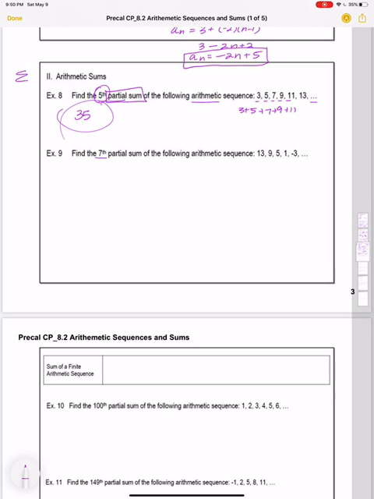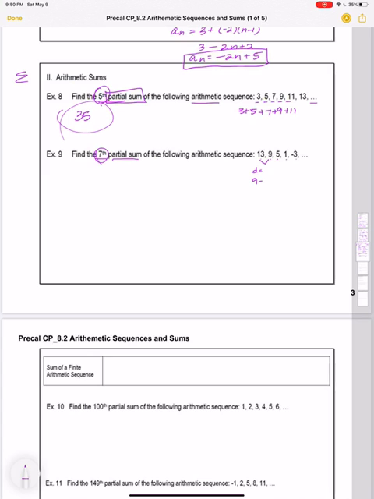Then it says find the seventh partial sum of the following sequence. So how many are we adding? We're adding 7 of them. So 1, 2, 3, 4, 5. There's only 5 of them, but I gotta add 7. Okay, well, I can find them. I got to find d, the difference. So that's where you do 9 minus 13, and that is negative 4. So the difference is negative 4.